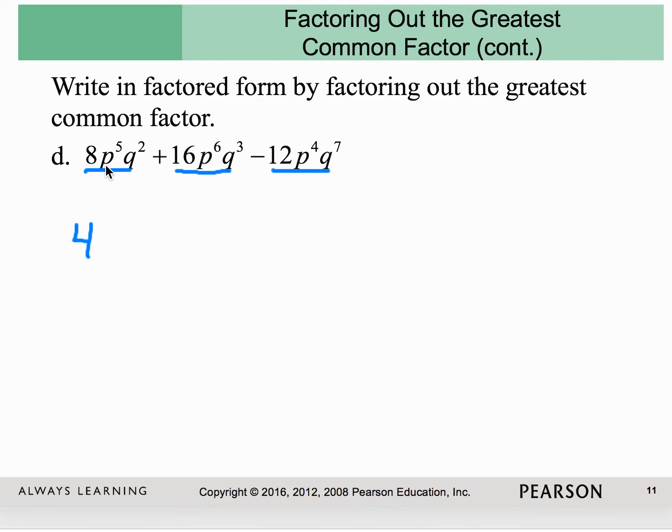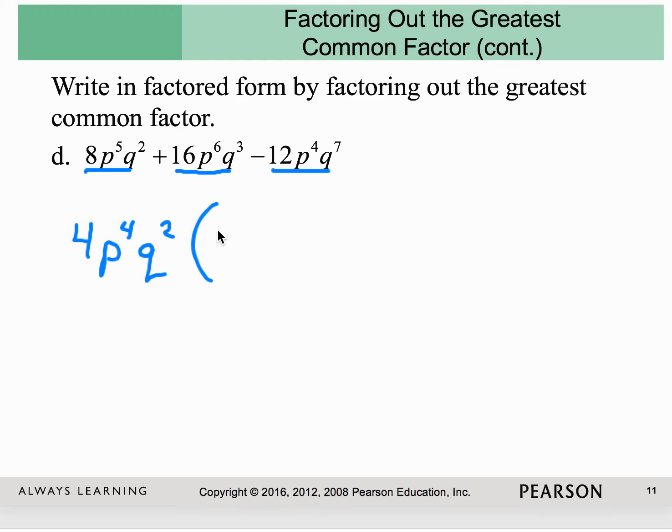Let's see, this one has p to the 5th, p to the 6th, p to the 4th, the smallest exponent. They do all have p's. Make sure they all have p's. If this one didn't have any p's, I couldn't factor p's out of any of them, right? Okay, q squared, q cubed, q to the 7th, q squared is the smallest exponent, and they do all have q's. And then you put your parenthesis.